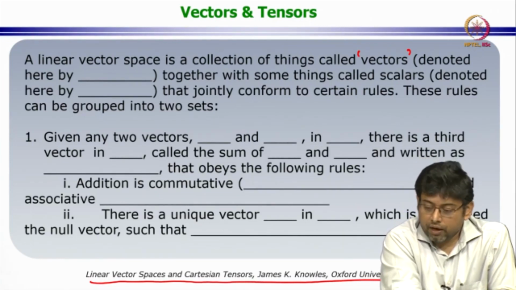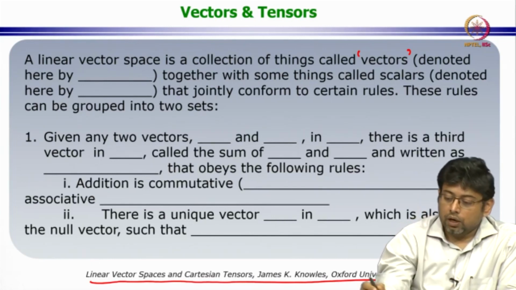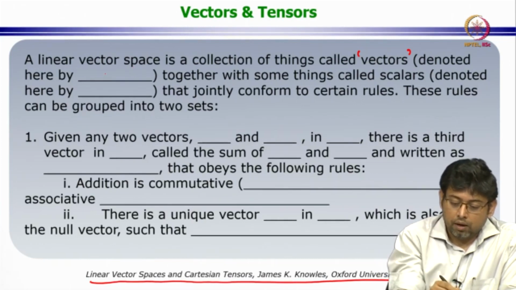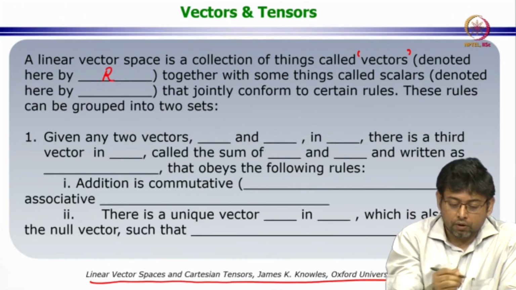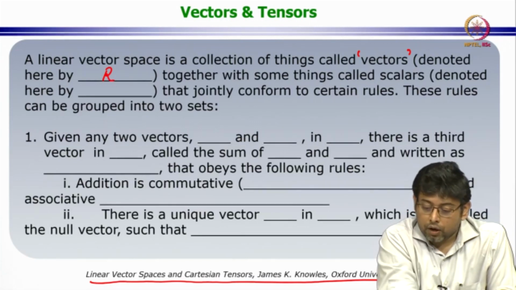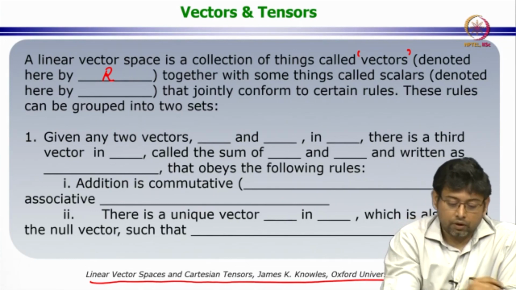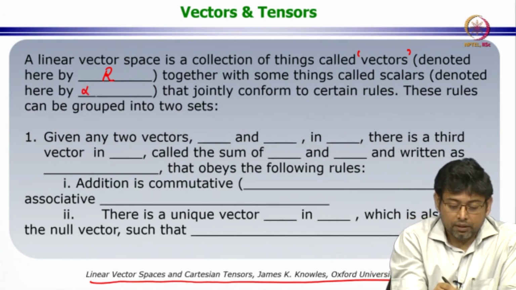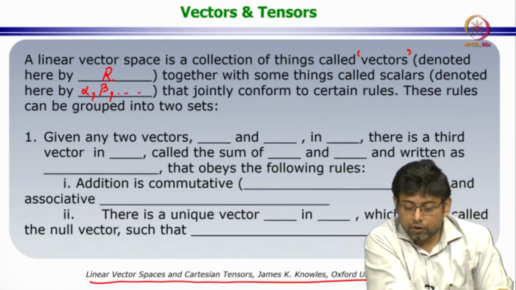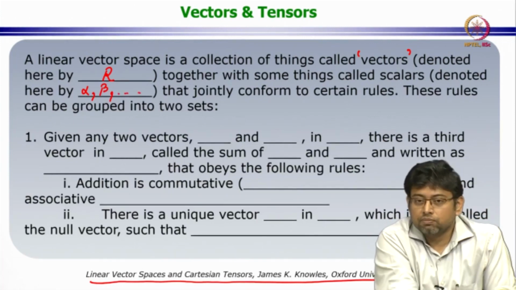Then how do you define a linear vector space? So let us say that there is something called vectors, then we define the linear vector space, denoted by, let us say, the letter R, together with things called scalars denoted by, let us say, the Greek alphabet, so alpha, beta, etc. These denote scalar quantities.